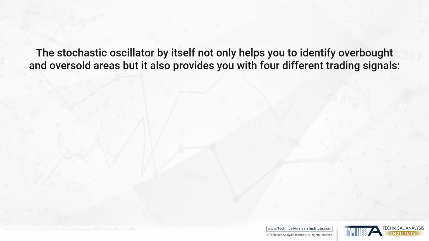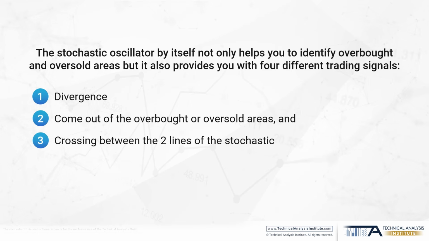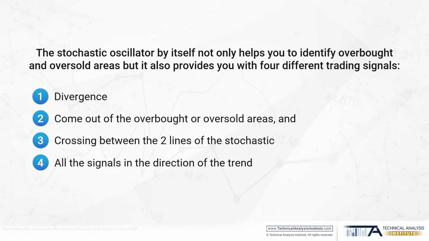The stochastic oscillator by itself not only helps you to identify overbought and oversold areas, but it also provides you with 4 different trading signals: divergence, coming out of the overbought or oversold areas, crossing between the 2 lines of the stochastic, and all the signals in the direction of the trend.